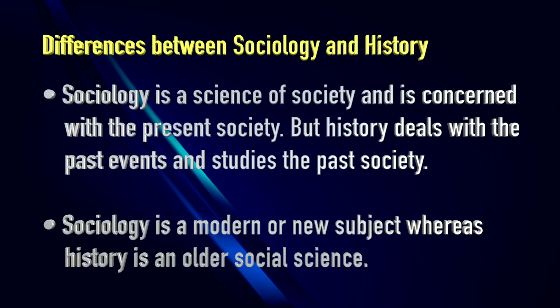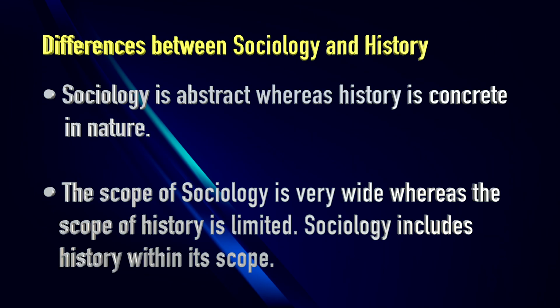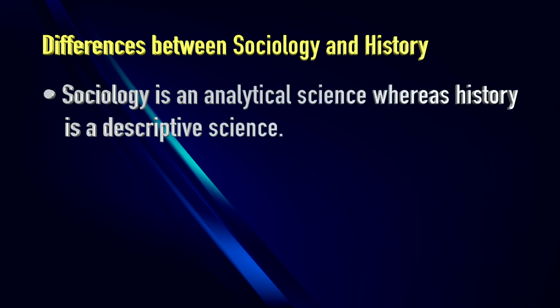Sociology is a modern or a new subject, whereas history is an older social science. Sociology is abstract, whereas history is concrete in nature. The scope of sociology is very wide, whereas the scope of history is limited. Sociology includes history within its scope. Sociology is an analytical science, whereas history is a descriptive science.